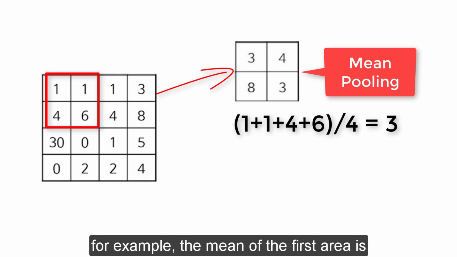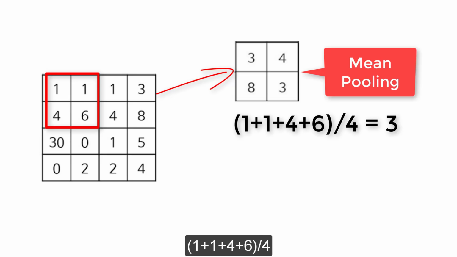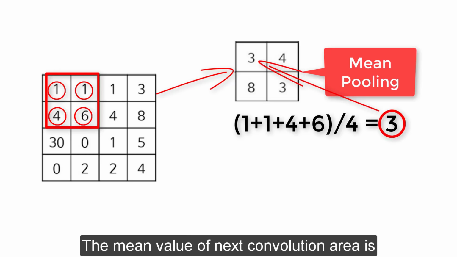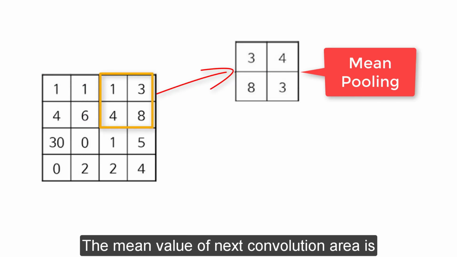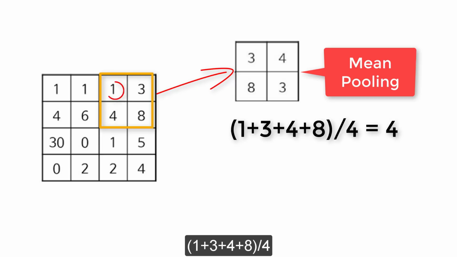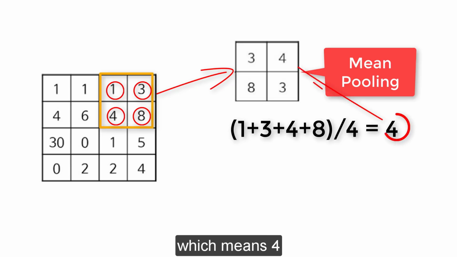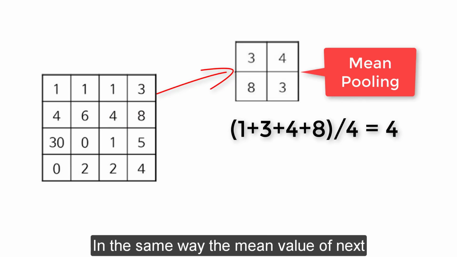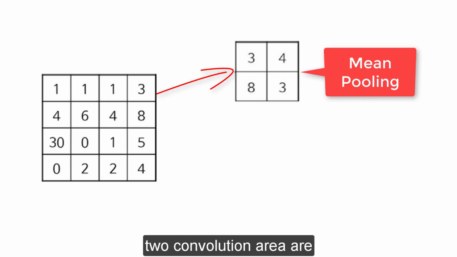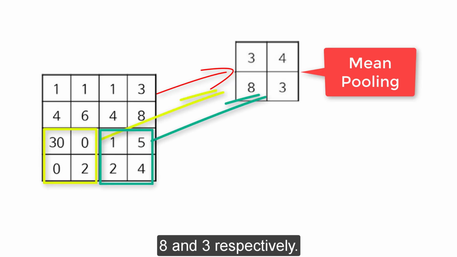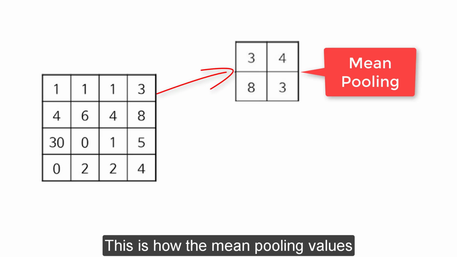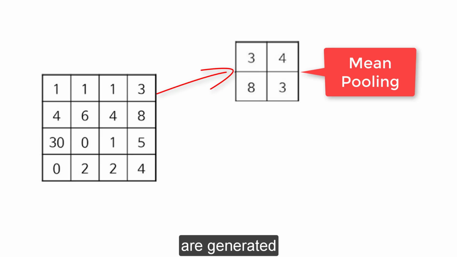For example, the mean of the first area is 1 plus 1 plus 4 plus 6 over 4, that yields 3. The mean value of the next convolution area is 1 plus 3 plus 4 plus 8 over 4, which means 4. In the same way, the mean values of the next two convolution areas are 8 and 3 respectively. This is how the mean pooling values are generated.